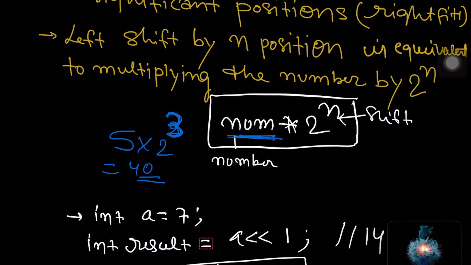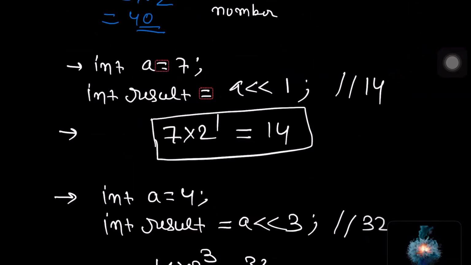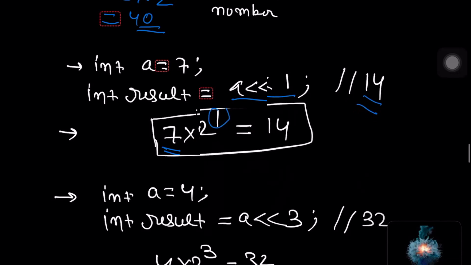Now take the example of int a equal to 7. We know it's happening on the bit level, but we'll directly apply the formula. So we have 7, and we are shifting a by 1 bit, which results in 14. We'll see how it results: 7 times 2 to the power of the shift, and then we get 14.